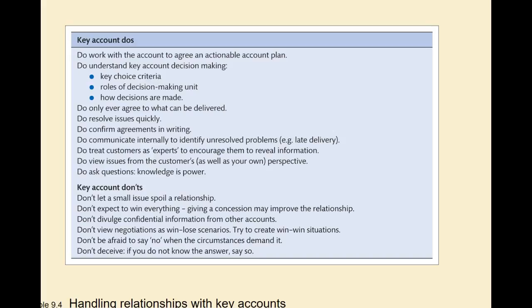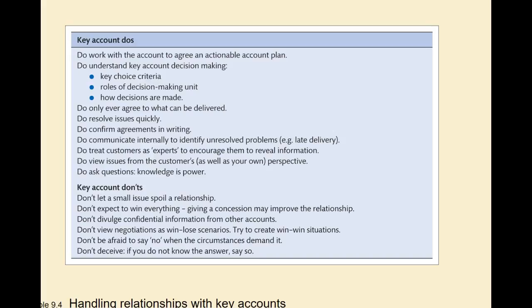Also be certain that you're not divulging confidential information from other accounts. That's very critical, and it's very professional to be that way. It's going to look badly on you if you do leak out other information. Plus, you could possibly lose your job, so we do not want to do that.